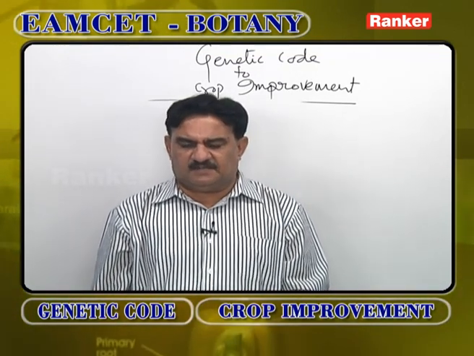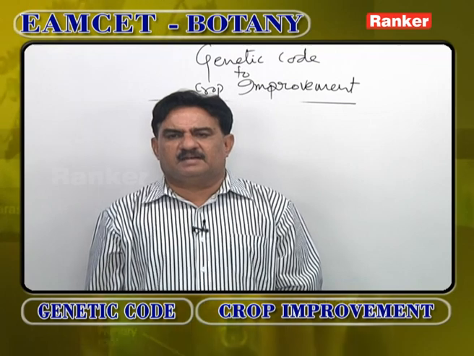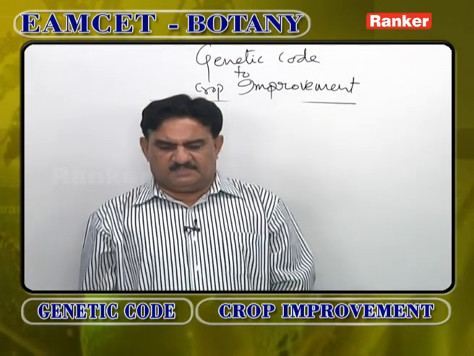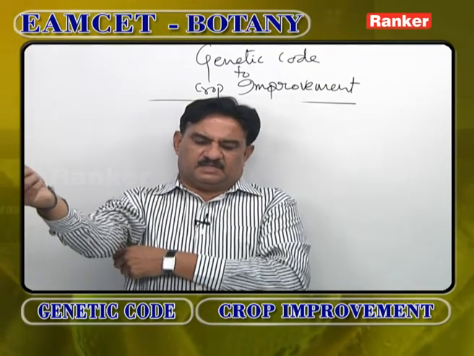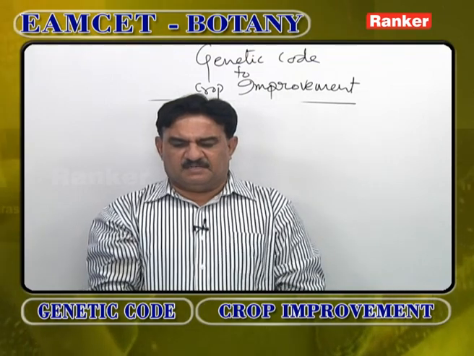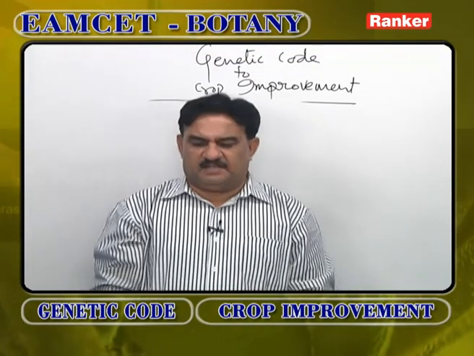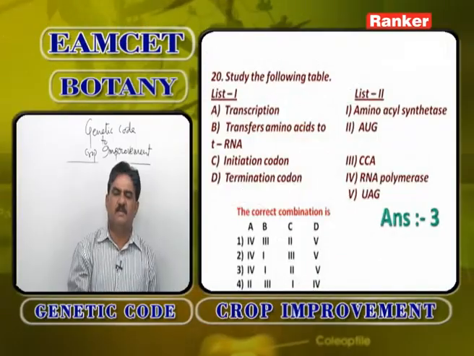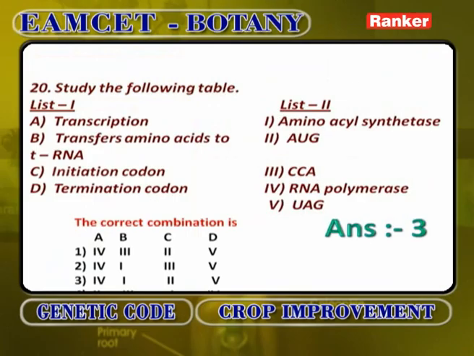What is this CCA here? This is the place in the tRNA where the activated amino acid is attached. So, transcription is RNA polymerase. Transfer of amino acid to tRNA is amino acyl synthetase. Initiation codon is AUG. Termination codon is UAG. Third option.